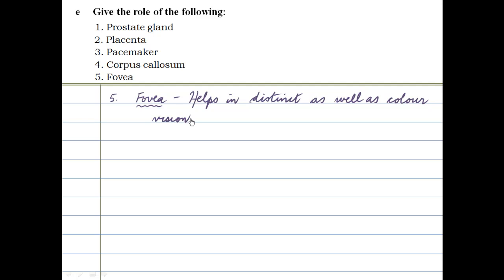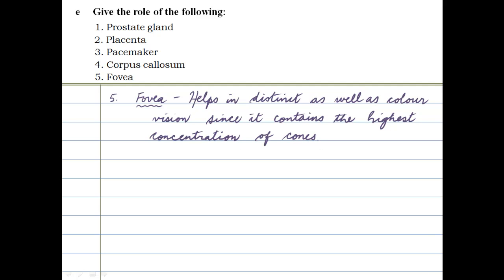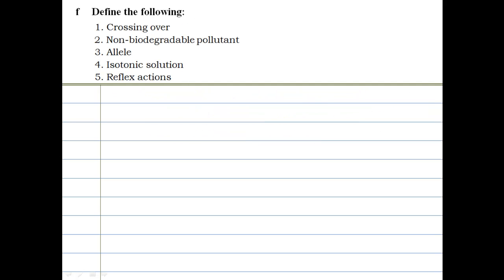And here you can add that bit, since it contains the highest concentration of cones. Okay, done. Let's move on to the next question.